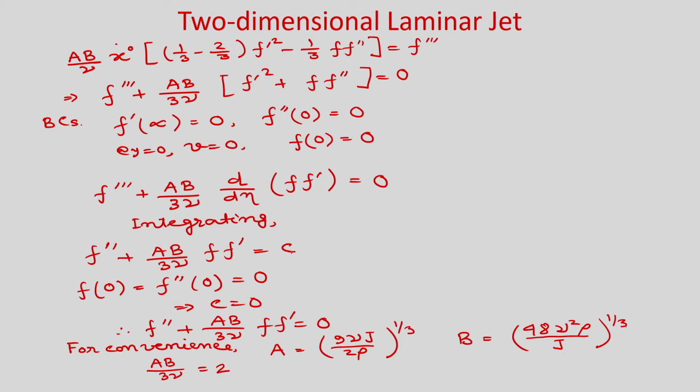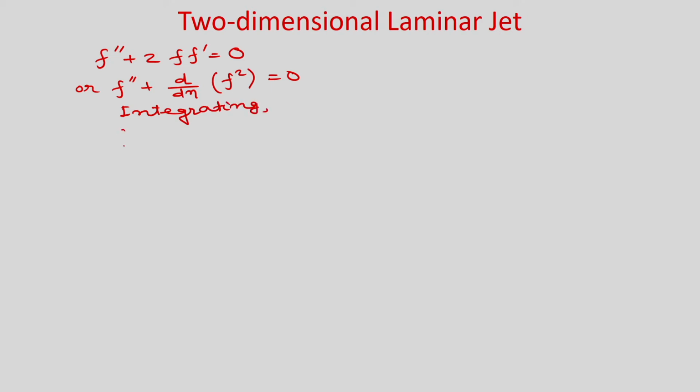Okay. So, this equation now will become f double prime plus twice f prime is equal to 0. Again we can write f double prime plus d of d eta f square is equal to 0. Okay. This we can rewrite like this. So, now integrating, we will get f prime plus f square is equal to constant. Okay.